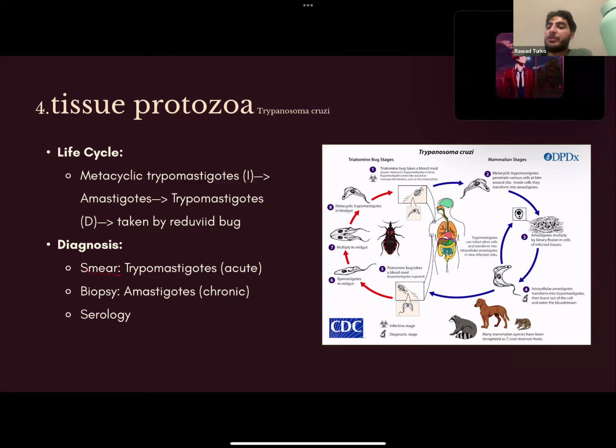Diagnosis is made through a smear, so you can see the trypomastigotes. You can also take a biopsy of the tissue, and that's because obviously, if you're going to visualize the amastigotes that are buried away in random tissue, it's going to be a biopsy. It's not going to be just a blood smear. That's where you're going to see the amastigotes. This is a more chronic case, obviously, because it's going to take time for these trypomastigotes to go into the tissues and infect other organs. Or serology, again, you can test for the antibodies.